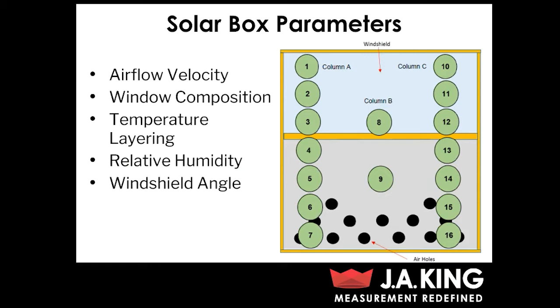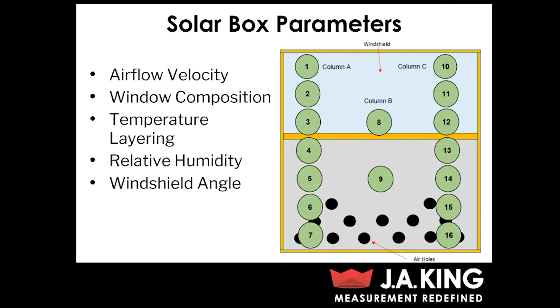Also, window composition is going to be important. You want to use the same composition that's in the actual vehicle. And we also perform what's referred to as temperature layering. So if you look at all those different locations I've pointed out in the diagram, those are the different locations that we take temperature measurements. So we'll actually place thermocouples in these various locations to make sure that we get the correct type of temperature layering that we look for. We also are looking at relative humidity and then also the windshield angle. And the windshield angle is actually going to have effect on some of these other parameters, such as mostly your temperature, and it can affect your relative humidity a bit as well.